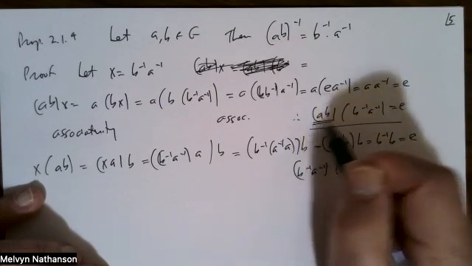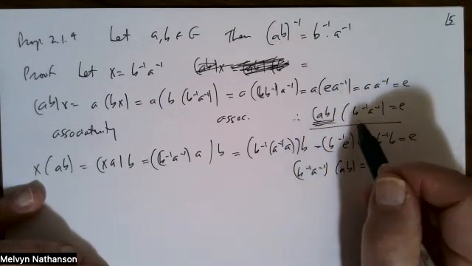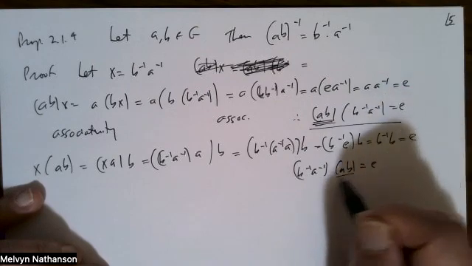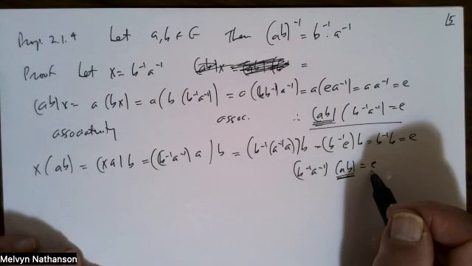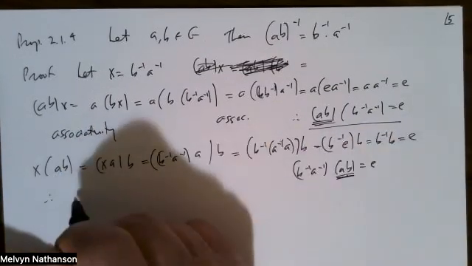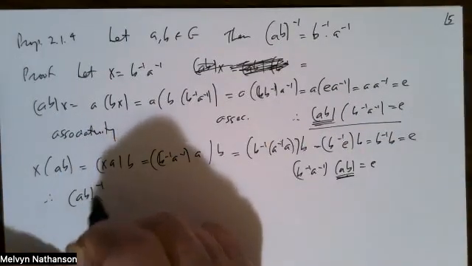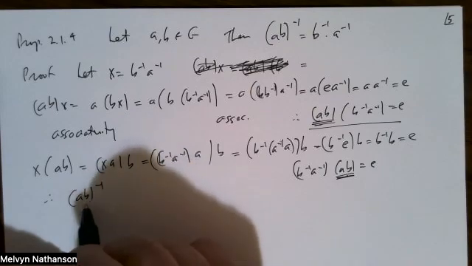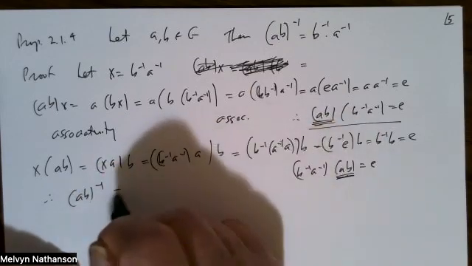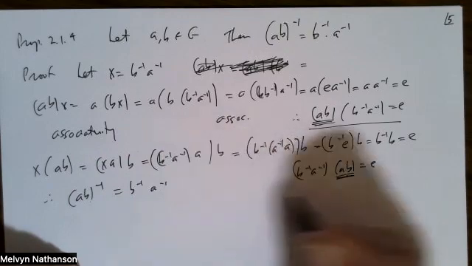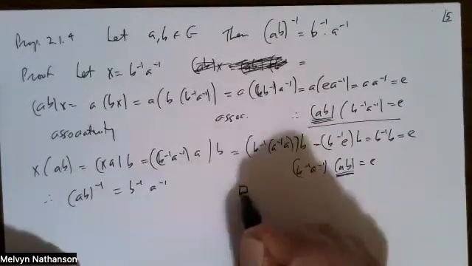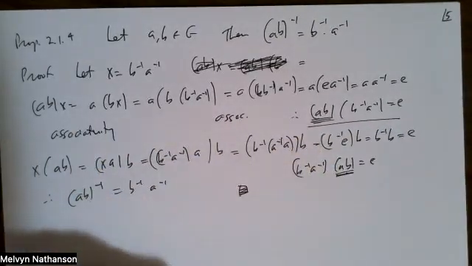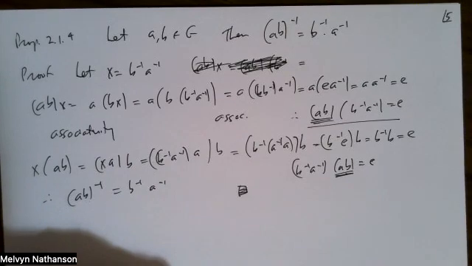So here I have the element AB. I multiply it on the right by this, I get the identity. Here's the element AB. I multiply it on the left by the same thing, I get the identity. So that means, by the definition of the inverse, the inverse of AB is B inverse A inverse. That's the proof.